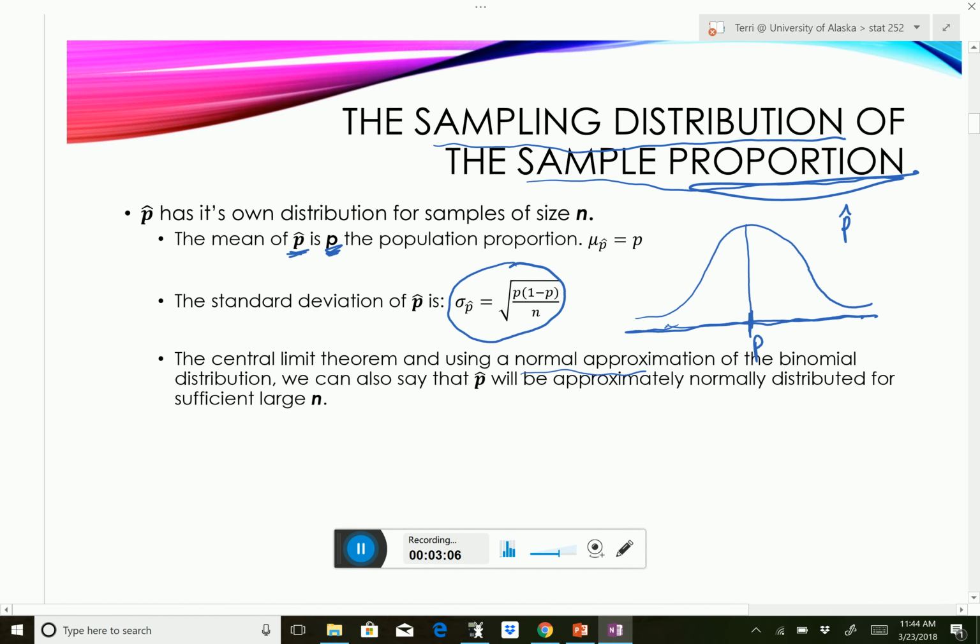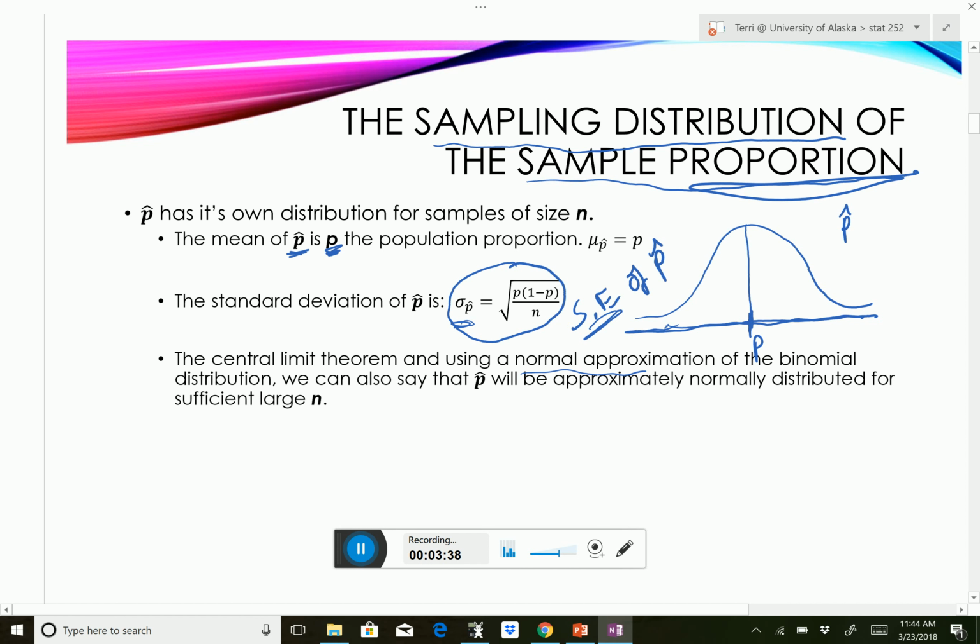The standard deviation of P hat, or the standard error of P hat, because remember, a standard deviation of a sample statistic is called the standard error. And this is what it looks like: the square root of P times 1 minus P, divided by n. So instead of np times 1 minus p, remember, we scaled this down, so now it's divided by n.